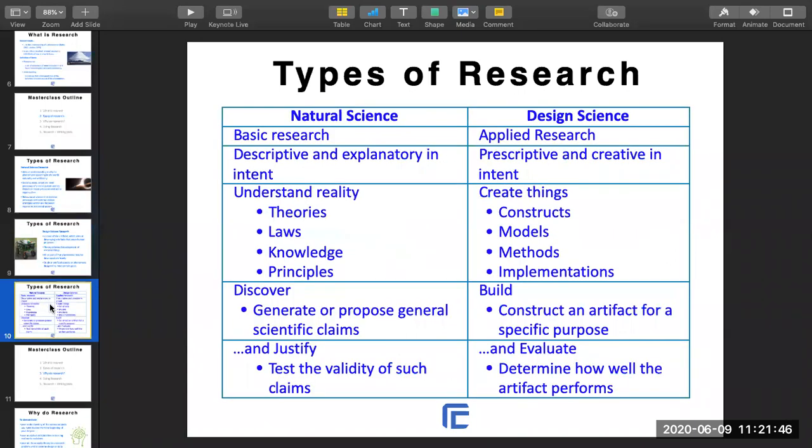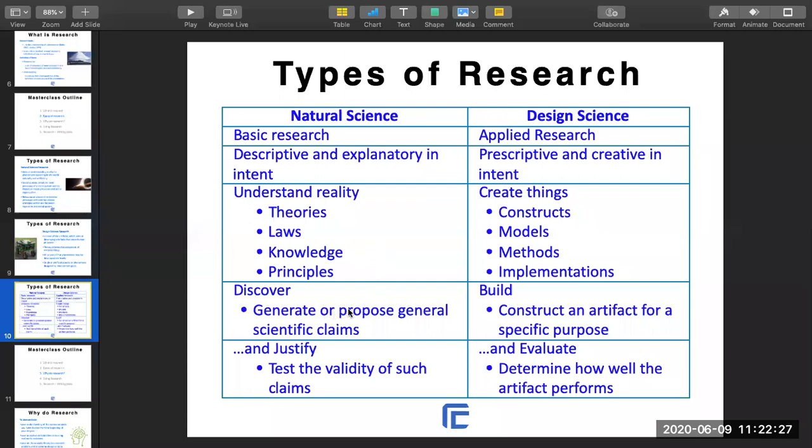So if you look at this table, natural science research is also known as basic research. And it is descriptive or explanatory in nature. They want to describe something that is happening or explain something that is happening. And the focus is on understanding reality. So when they're understanding reality, they normally use theories, laws, previous knowledge, and then other principles to understand what is happening. As I illustrated with the coronavirus curve based on the previous pandemics that have occurred.